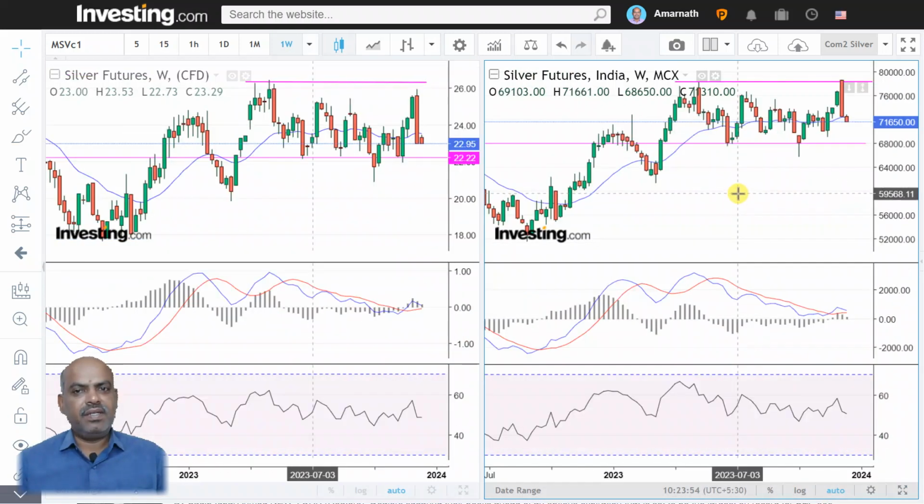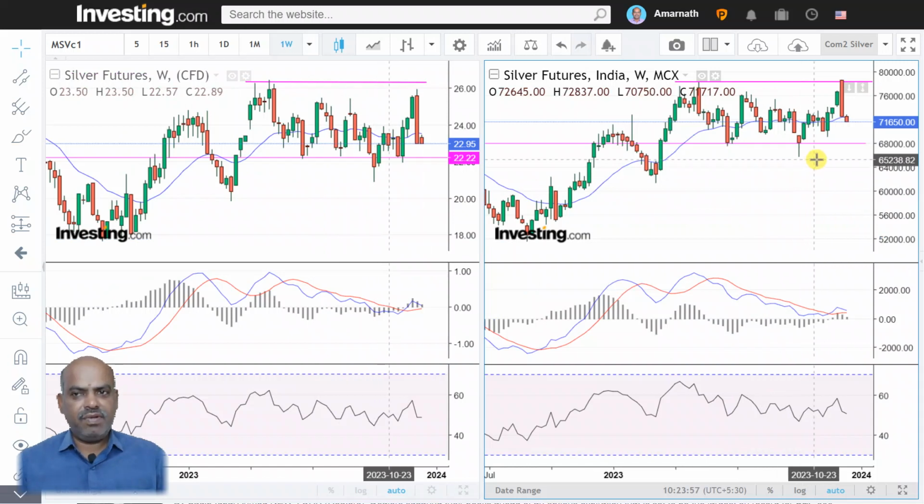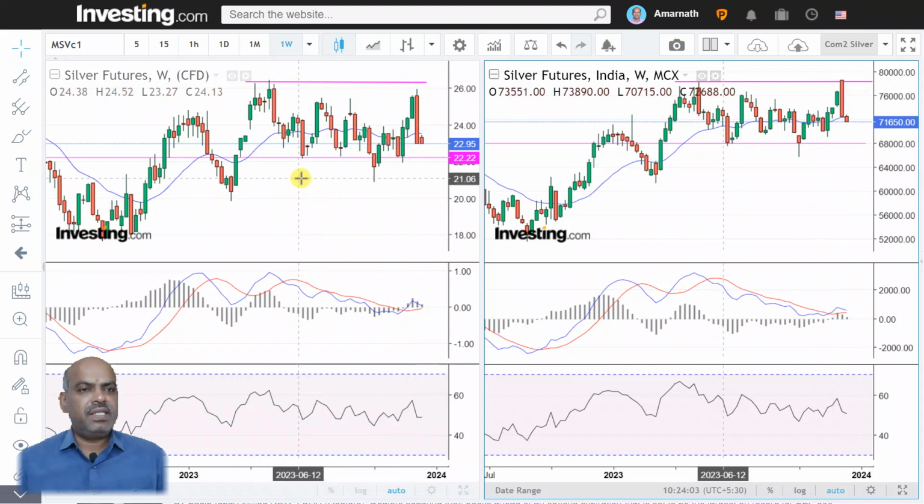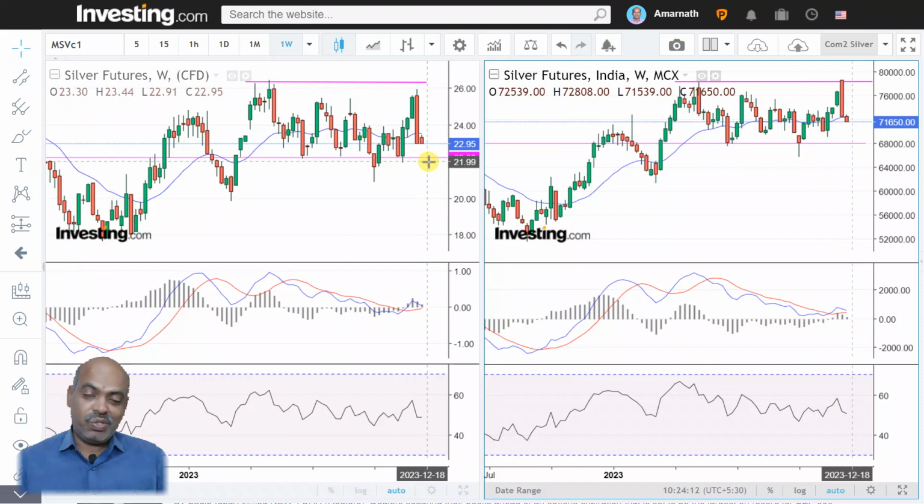If the downside movement is confirmed, 68 would be the support and the downside target. Similarly, if you see the global contract, presently at 22.95 per ounce, 22.20 would be the support, the downside target, we can say.